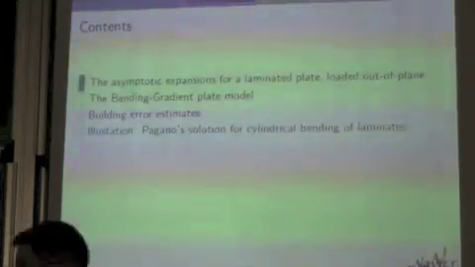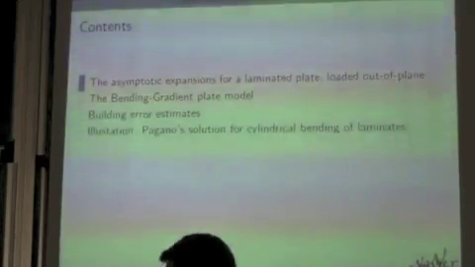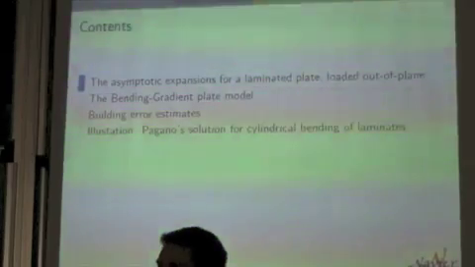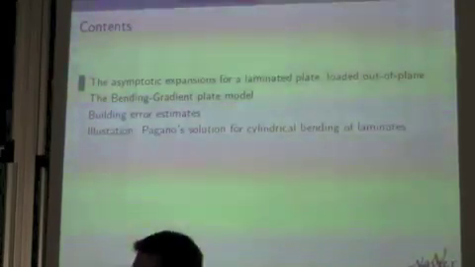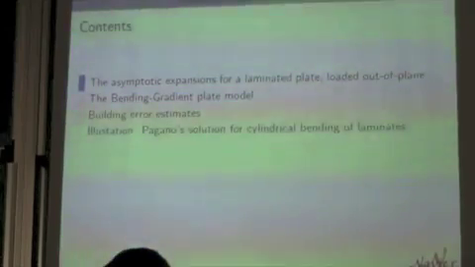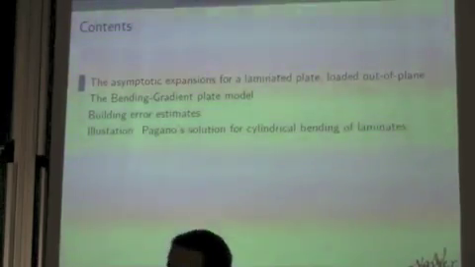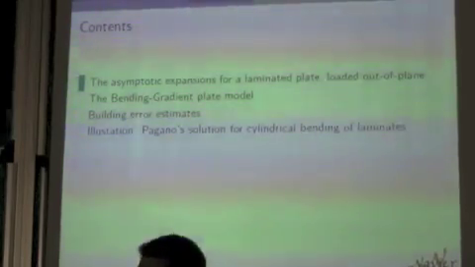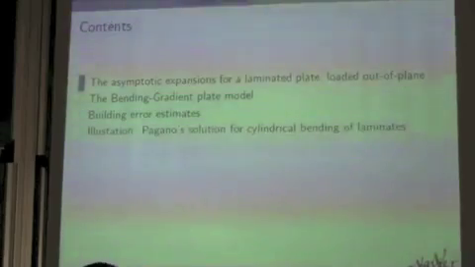First, I will perform formally the asymptotic expansion for a laminated plate loaded out of plane, a very simple situation. Then I will show that the classical approaches for deriving a strain gradient model are not efficient in this situation, and that the asymptotic expansion itself is not practical. Then I will build the bending gradient plate model with very simple considerations, and then I will try to build error estimates. I'm not a mathematician, but I will try to provide arguments to show that it converges somehow. And I will give a very short illustration with the cylindrical bending of laminates.